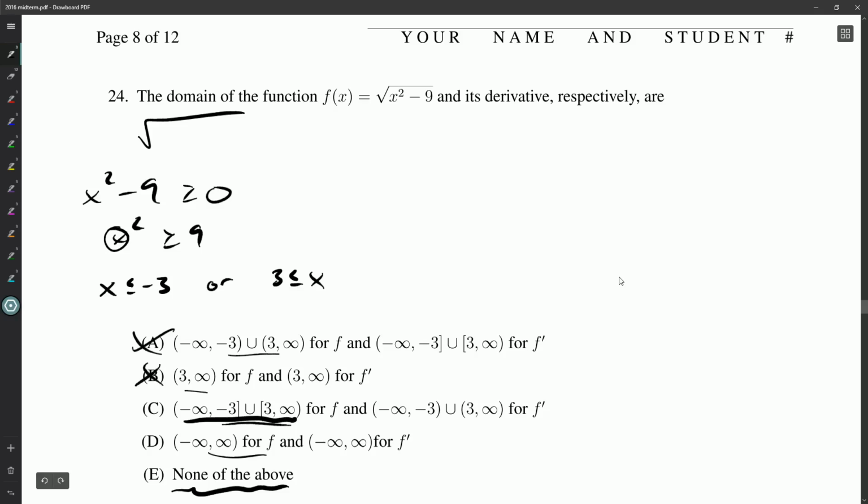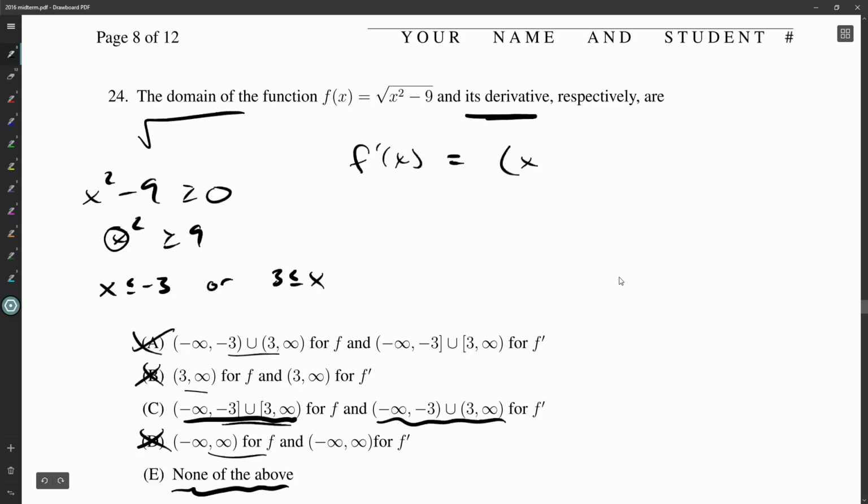It definitely rules out A, B, and D. But, of course, this pesky E, maybe they've written the wrong domain here, and the answer is E. Sometimes the answer is none of the above or all of the above for things. So let's take the derivative.